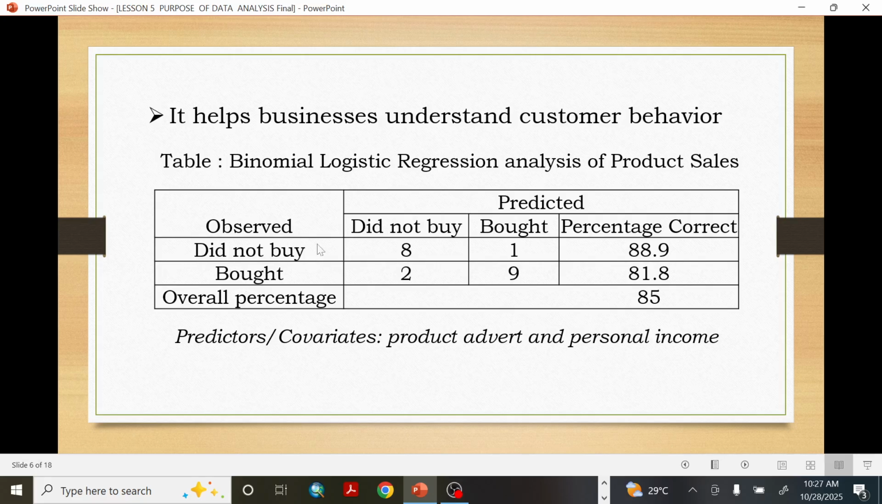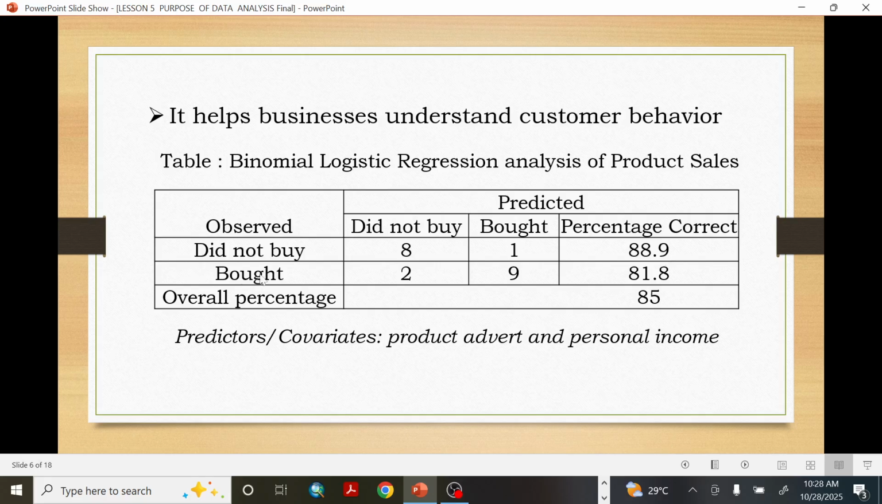So in the table, the first row is did not buy. This is the group which did not buy. There were 9. In reality, out of these 9, one of them bought the product and 8 did not buy. So when you divide 8 by 9 times 100, you'll get 88.9, which is the specificity here.